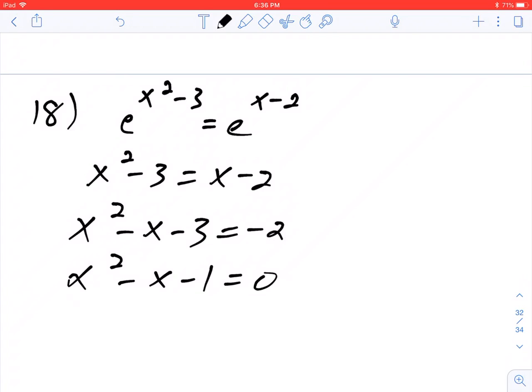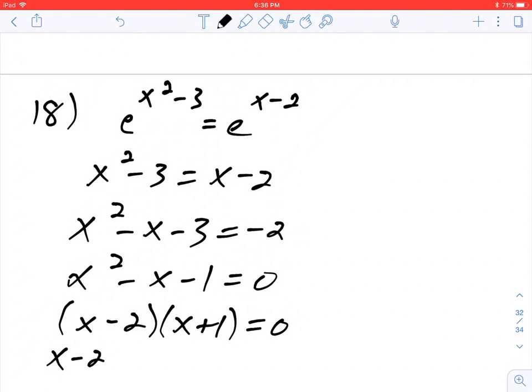A couple ways to solve a quadratic equation. We can definitely use the quadratic formula, or we can try to factor it, and I believe this one will factor, so we won't actually have a decimal approximation, which is nice. It's going to be x minus 2 times x plus 1 equals 0, and as you can see, x minus 2 equals 0, which means x is 2, or x plus 1 equals 0, which is x equals negative 1. And there are your 2 solutions for number 18.